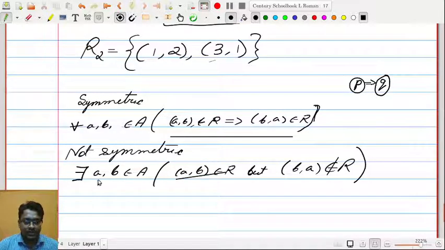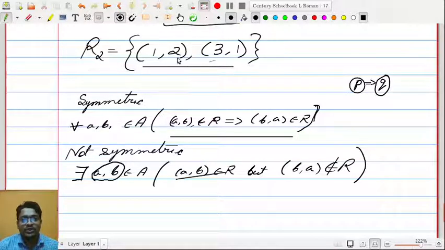So a relation is not symmetric if we are able to find some elements a and b inside A which do not satisfy this particular condition. So can I say that this R2 is not symmetric? Yes, we can say, because (1, 2) belongs to R2 but (2, 1) doesn't belong. So 1 and 2 are such elements which satisfy this.